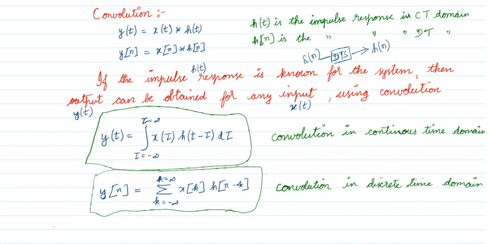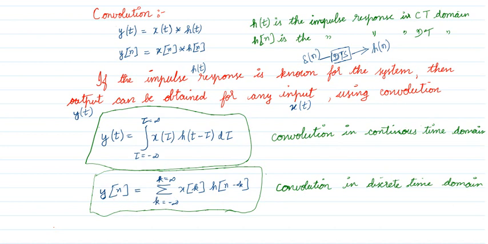Now observe the expression. I have the input x of tau and the impulse response h of t minus tau. I am multiplying them, then integrating. This is how the convolution in continuous time domain is done. Now observe the convolution in discrete time domain. I have the input x, impulse response h. I am multiplying those two, then summing up. Thereby I will get the output y of n.